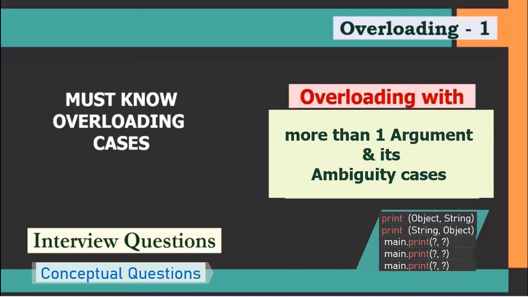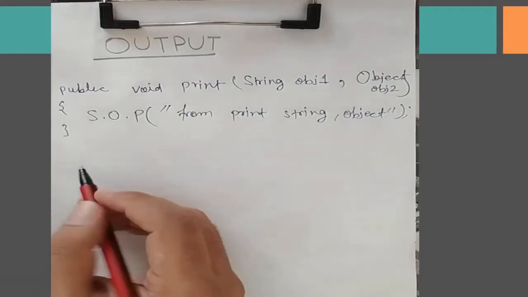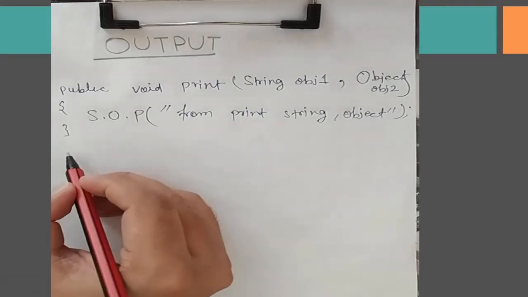So in this video we will discuss overloading with more than one argument and what could be the ambiguity cases. This is one of the most important concepts from an interview perspective. Let's discuss.